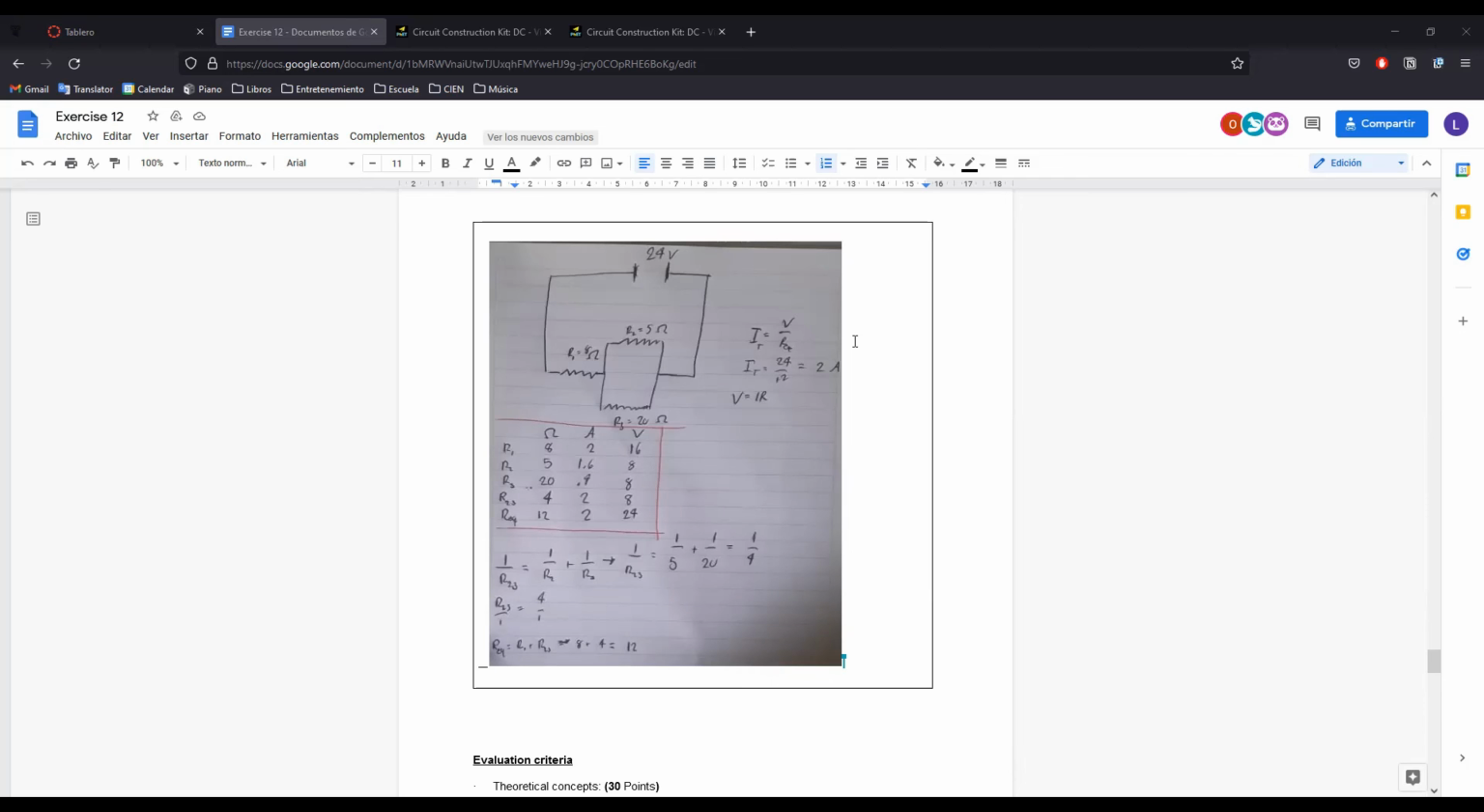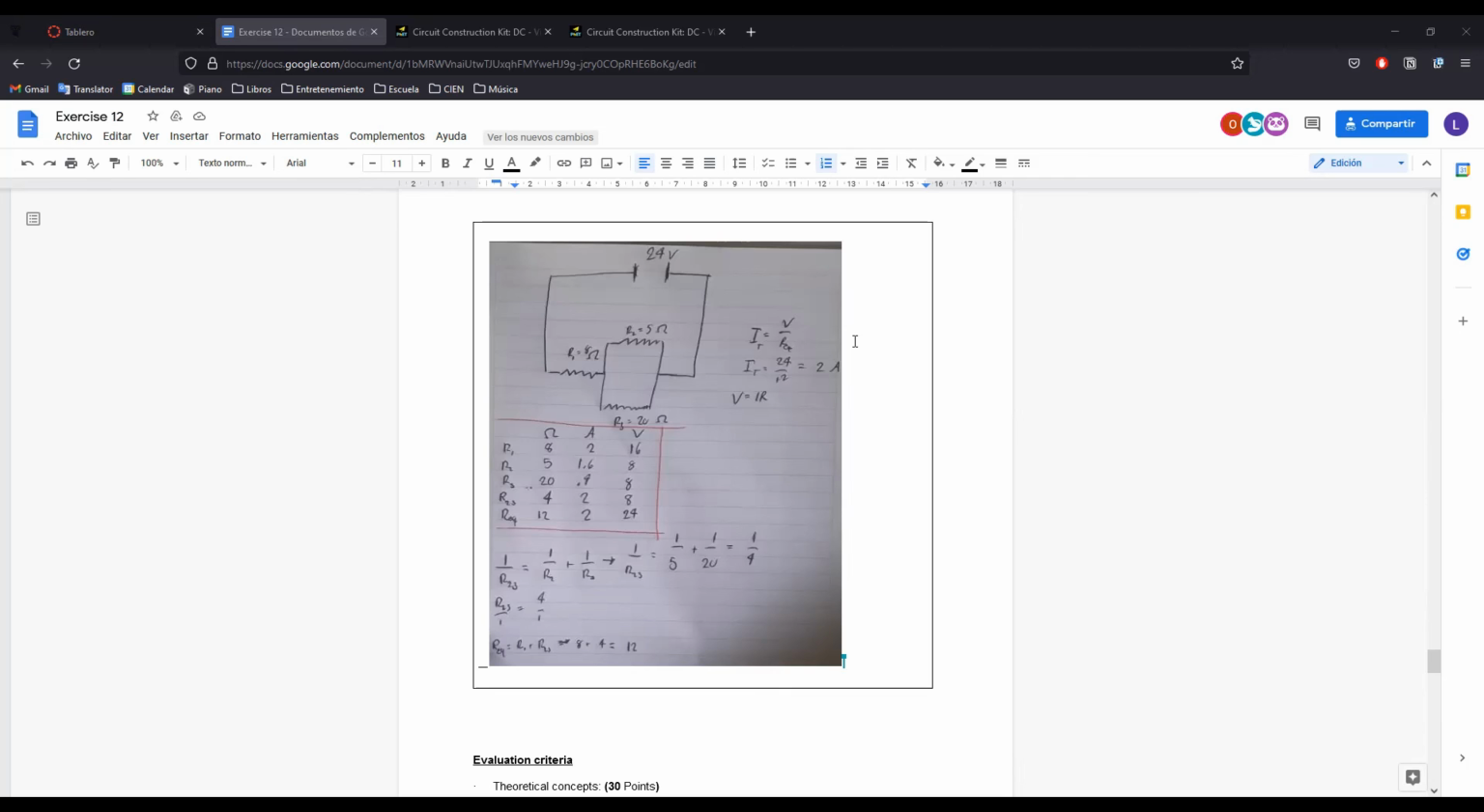And now, just by making a simple sum of resistance 1 and the resistance of 2 and 3, we had a total resistance of 12 ohms. And the current is the result of the voltage divided by the overall resistance. Now that we had 12 ohms, 24 volts divided by 12 ohms, we have a current of 2 amps.